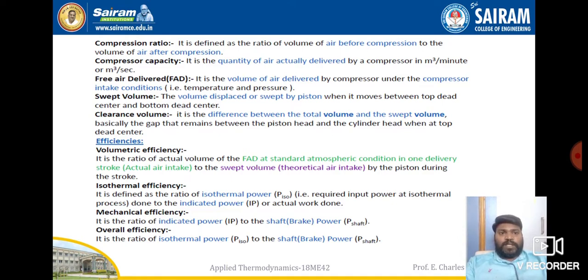So it is defined as the ratio of volume of air before compression to the volume of air after compression. So how do we study the air compression ratio? Total volume divided by clearance volume. So that is what the compression ratio is all about.